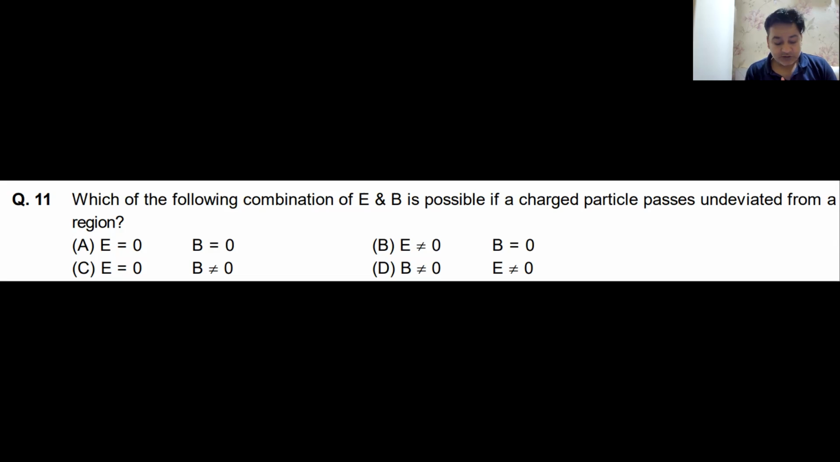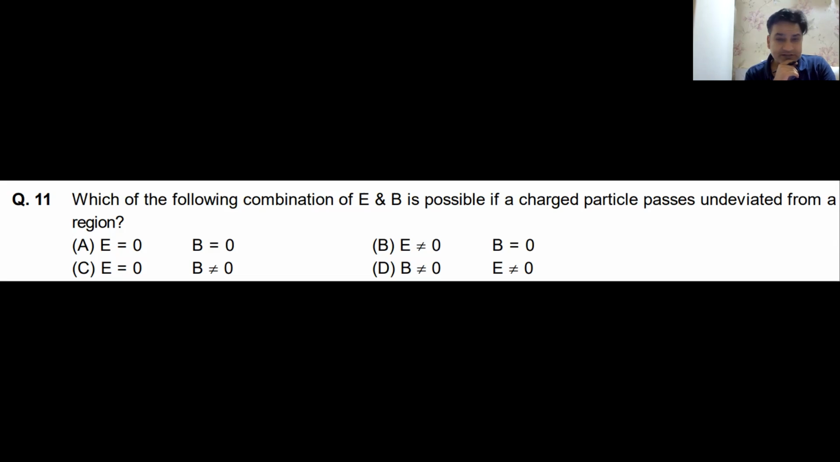Solve them. Which of the following combinations of E and B is possible if a charged particle passes undeviated through a region? So, we don't want the particle to get deviated. Which of the following combinations are possible? Multiple choice question. Remember, this is how questions are framed in the JEE. What all combinations are possible? Remember, 8 or 10 such questions are given in S.C. Verma multiple choice. If a question comes in multiple choice, the answer may be A, B, C, D. Which combinations are possible?